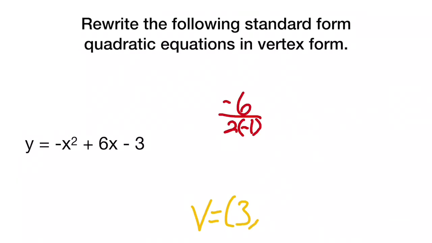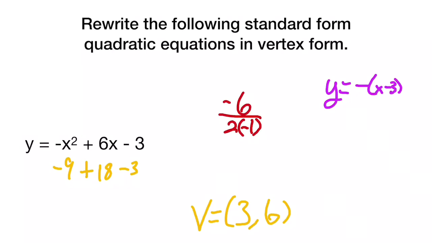At that point, I plug it in. Negative of 3 squared, well, 3 squared is 9, so that becomes -9. Please note, if it was going to be the other way, we would have put parentheses around the -x, but we did not. Plus, in this case, 3 times 6 is 18, minus 3. So let's see, -9 plus 18 is 9, minus 3 is 6. So at that point, I just put these into my equation. y equals, remember, our a value is -1, so negative x minus 3 squared plus 6.